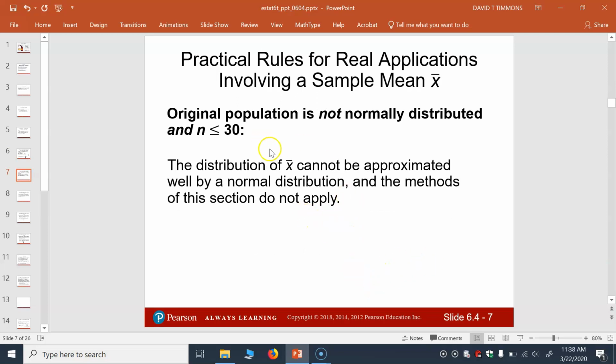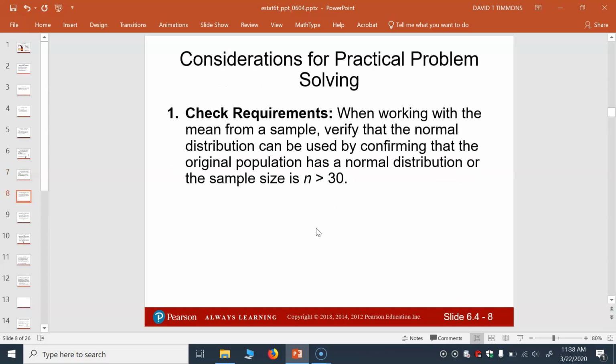All right, now when you can apply the central limit theorem is when you're sampling from a distribution that is not normally distributed, and your sample size is less than 30. So again, just keep in mind that magic number. As long as n is greater than or equal to 30, you can really sample from any distribution and apply our normal distribution techniques. So always check your requirements.